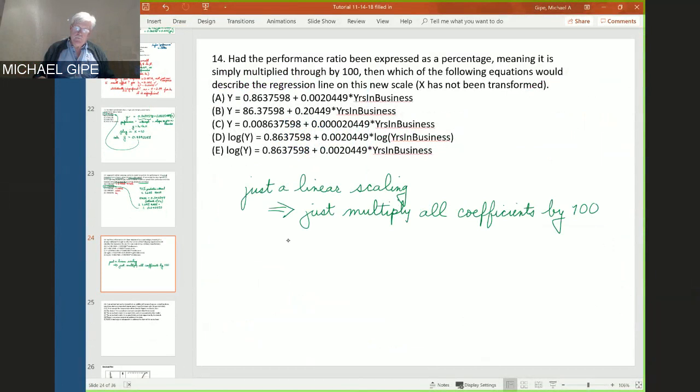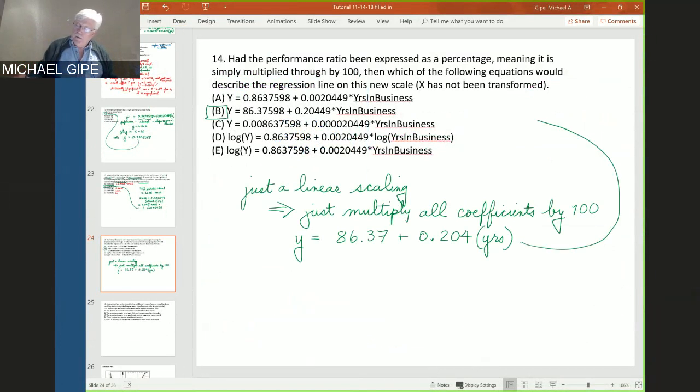So instead of y is 0.86 plus 0.00204 times the years, now it becomes 86.37 plus 0.204 times years. And do we find that up here? Yes, we do. We find it in B. So again, all we need to do is calculate the correct number.